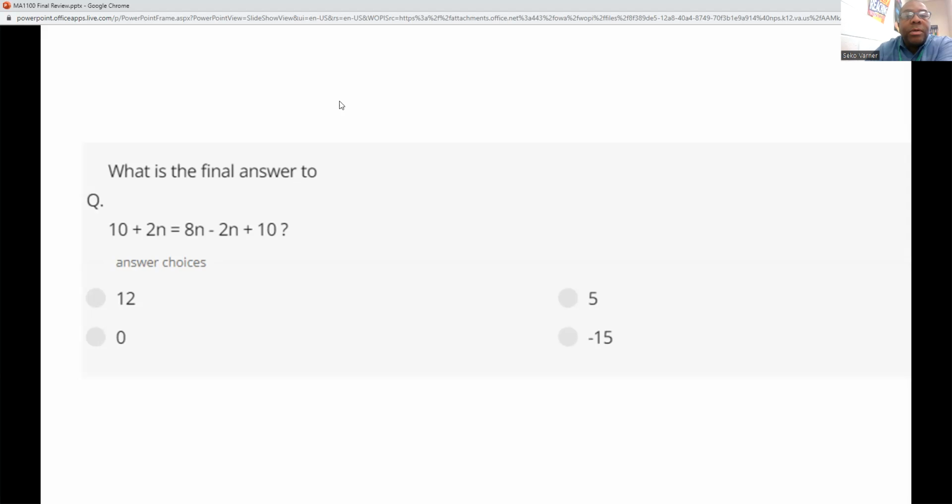Ooh, this is a good one. This is a real good one. All right. So I see an N here. I see an N here. And here's an N. There's an N. Everywhere's an N. All right.